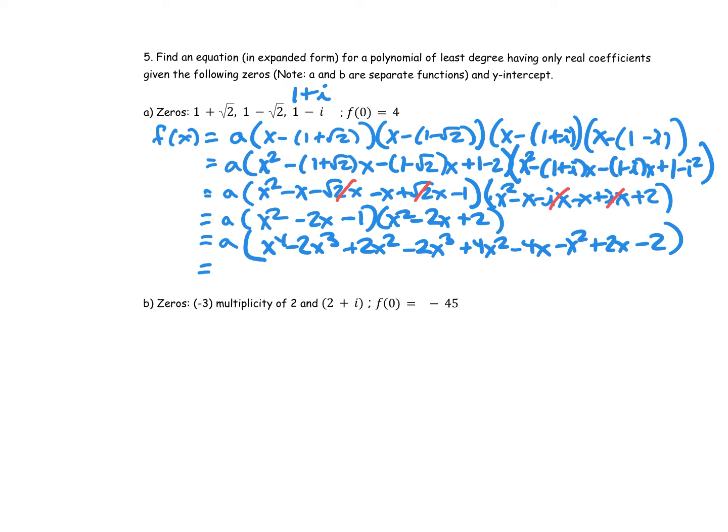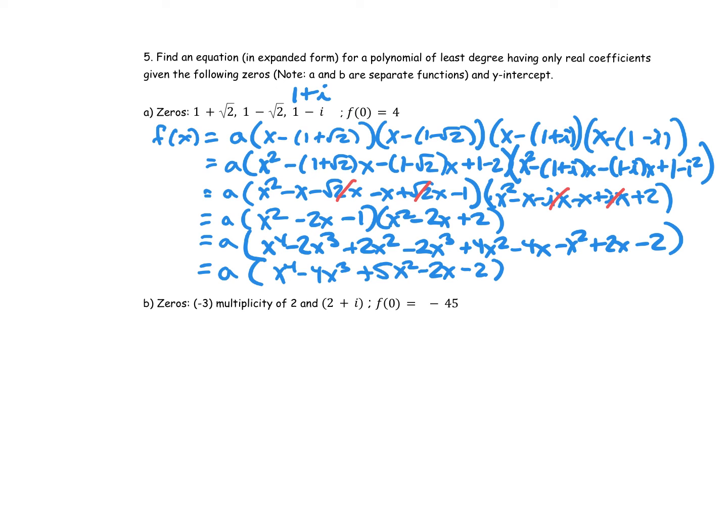All right, so we've got a times, we've only got 1 x to the 4th. Let's combine the x cubed. It looks like I have minus 4x cubed. Then the x squareds, I have plus 2 plus 4 minus 1, so it's going to be plus 5x squared. And then the x's are minus 4 plus 2, so minus 2x. And then the constant is just minus 2.